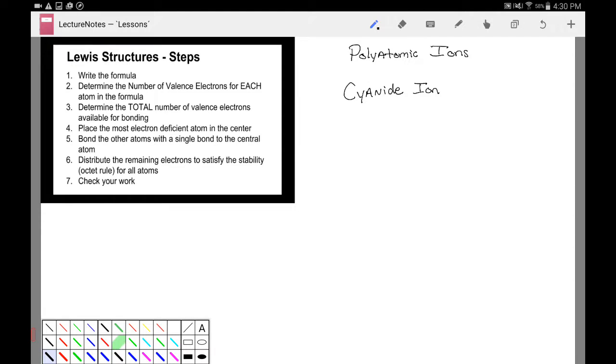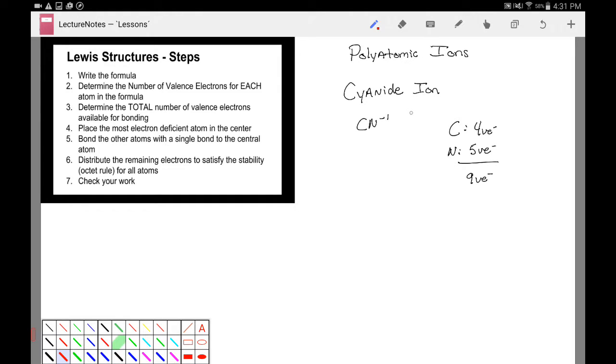Lewis structures can also be drawn for polyatomic ions, such as the cyanide ion, whose formula we know to be CN⁻. From this, we know that we have carbon in group 4A that has 4 valence electrons, and we have nitrogen in group 5A that has 5 valence electrons. This gives us a total of 9 valence electrons for our compound from just the atoms.